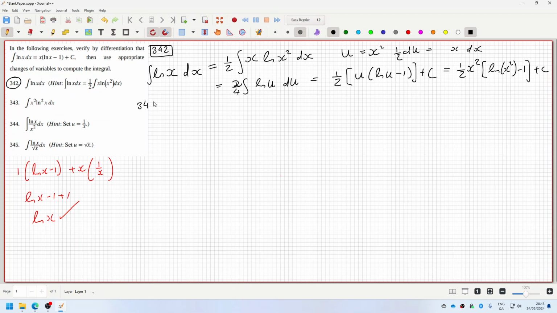243. Ugh. Oh dear. This is the integration of x squared. I assume they mean log x squared dx.